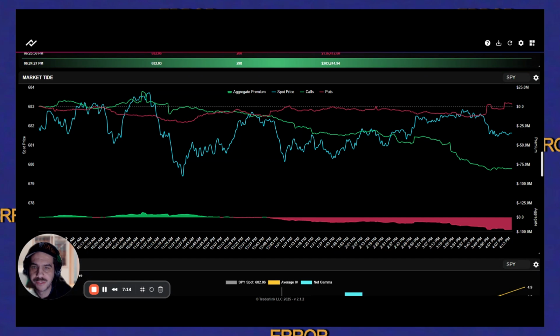Now, final thoughts here before I let you go and let you out of class for the day. Market tide looks simple, but it gives you something most traders never see: real-time money flow across the entire options chain. When you know where money is flowing, you trade with intention, not hope. This is how institutions position. This is how pros anticipate moves. And now you can do it too.